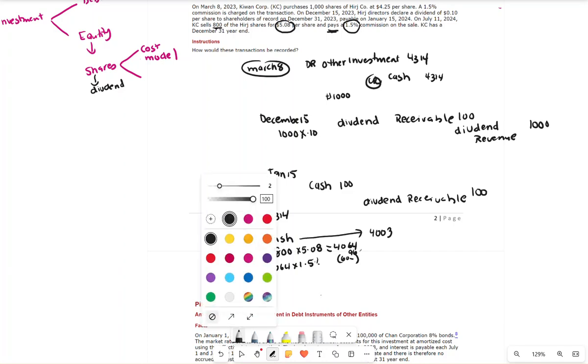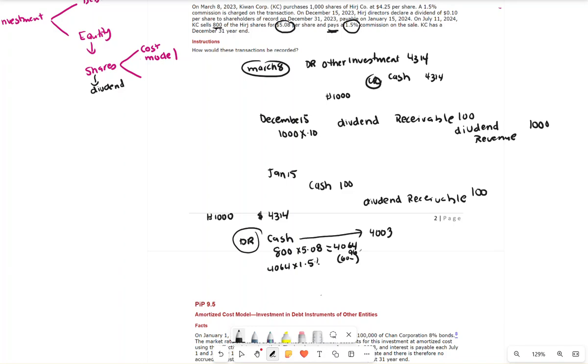Now we look at the other investment. How do we get it? The cost of the investment was 4,314, and we bought 1,000 shares. So the per share cost, multiplied by the 800. You could do it in one go, or first find the investment cost sitting in our books, which is 4,314 divided by 1,000. I had an extra zero, so it should be 4.314 per share.